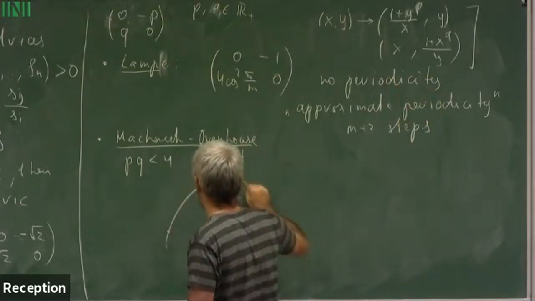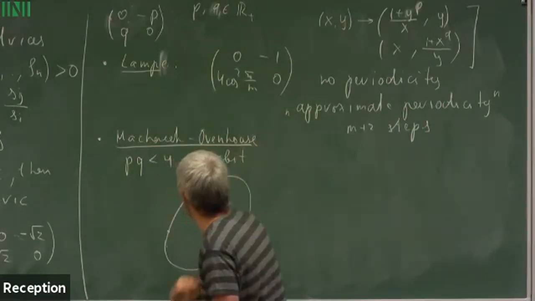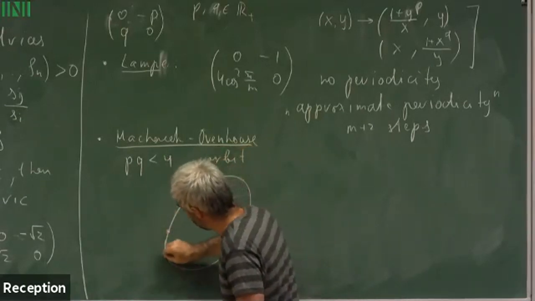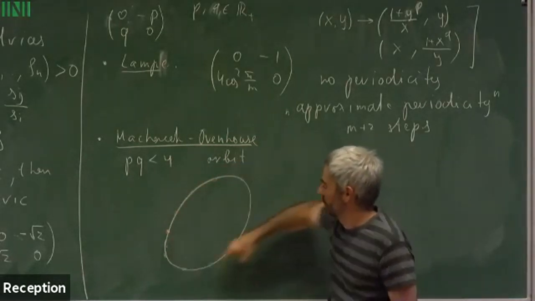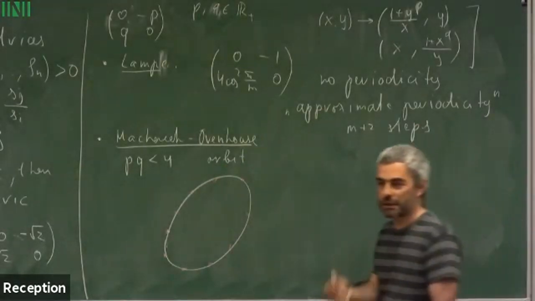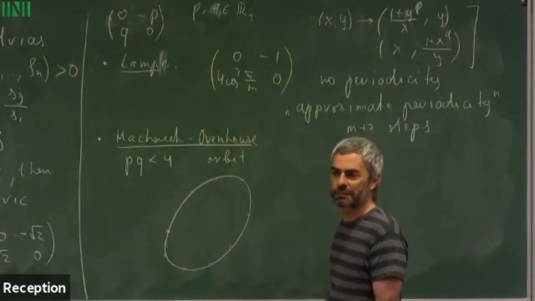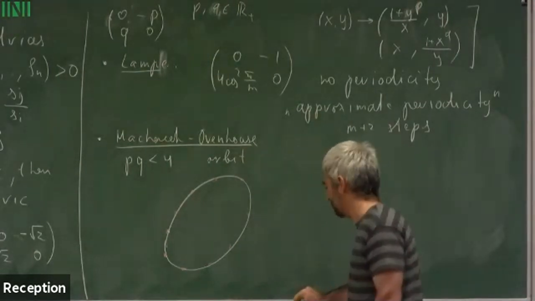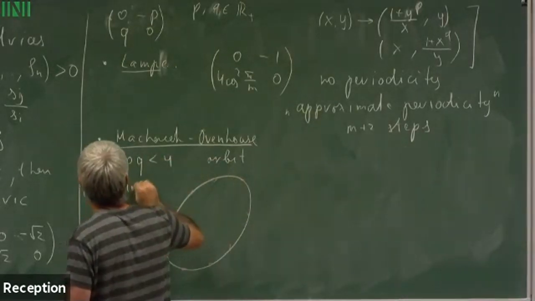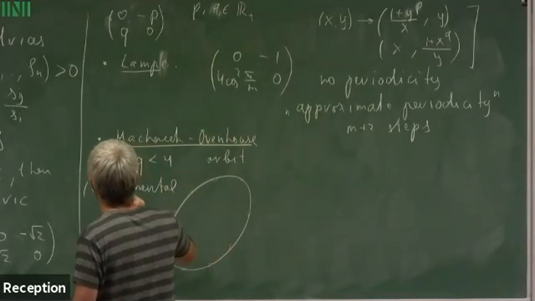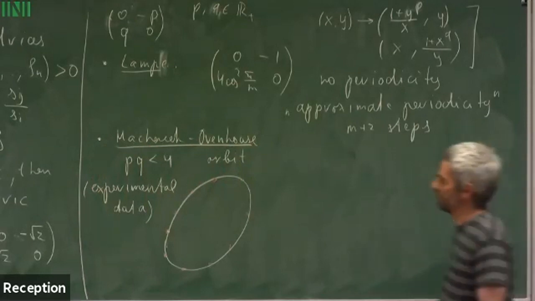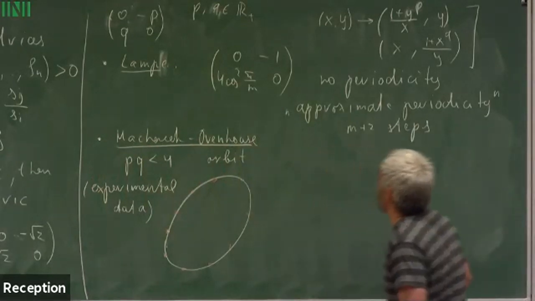Then there are some ovals, and somehow the whole orbit goes around this oval. But this is just experimental data, as I understand. It's not proved. So this is an experiment. There's something behind that, but it's not clear what happens.